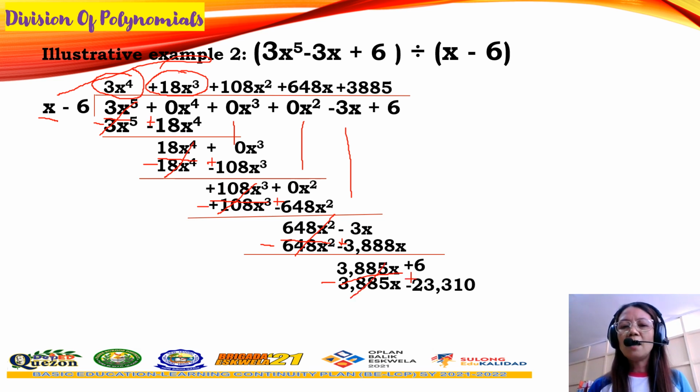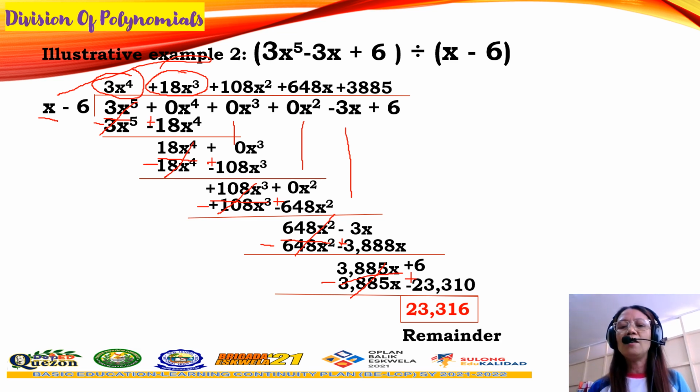Yan. Then, same sign, so add. Then, the sum is 23,316. Wala na ngayon siyang variable. That means stop na kayo. Ano? It's now your remainder.